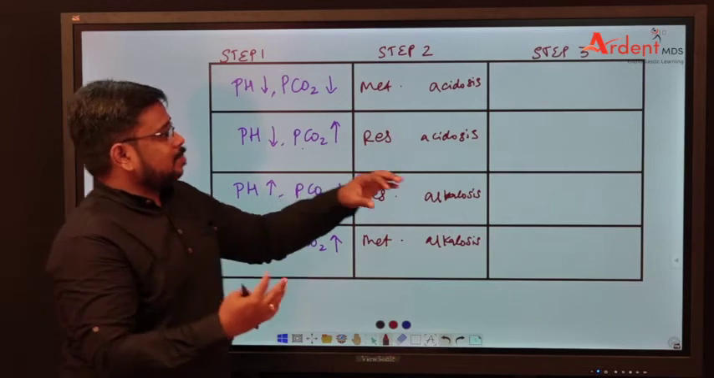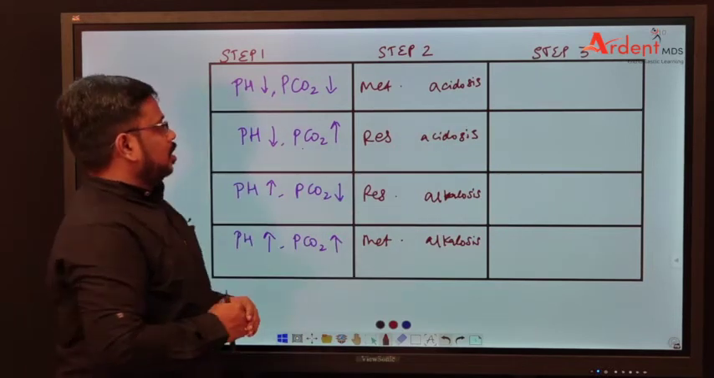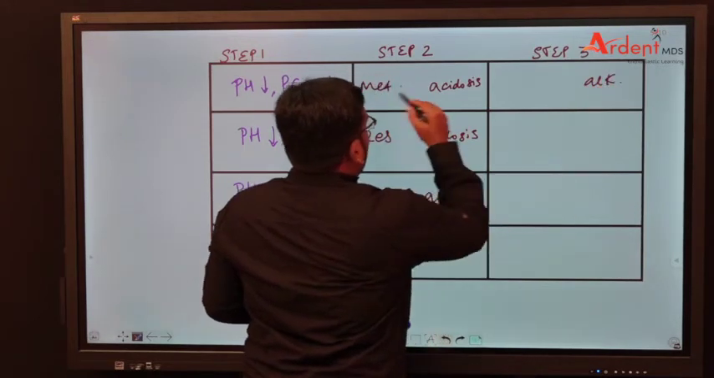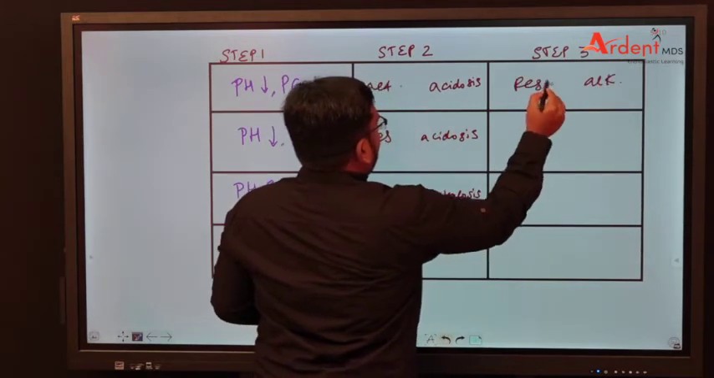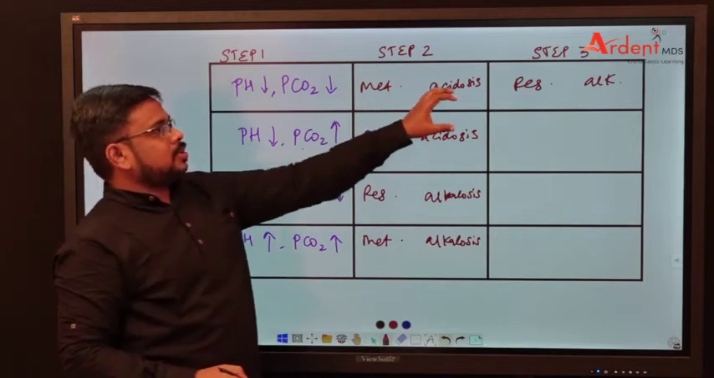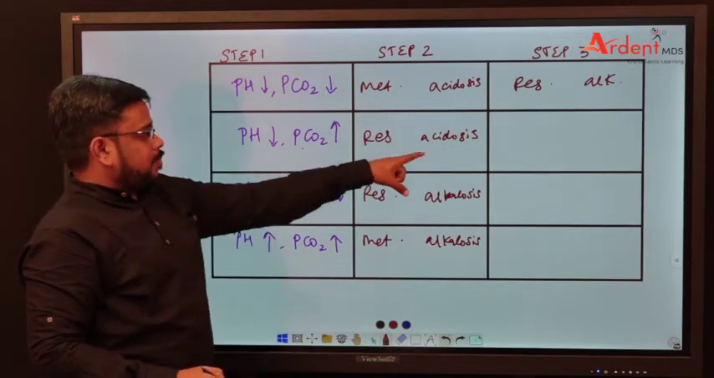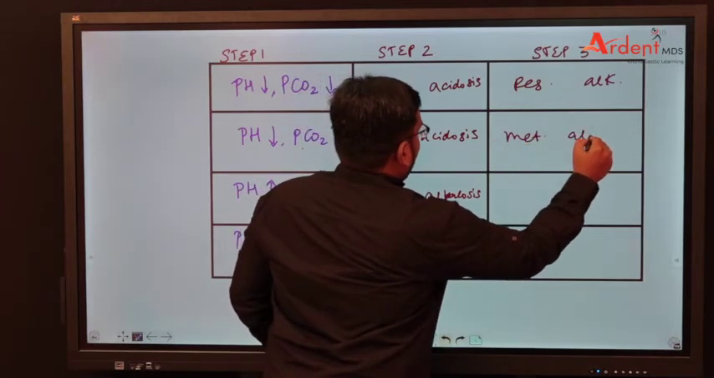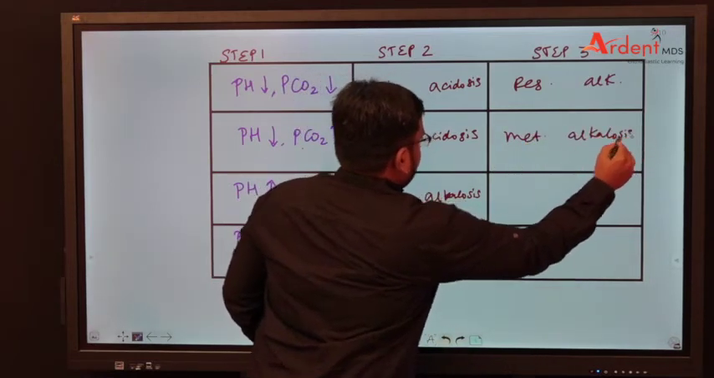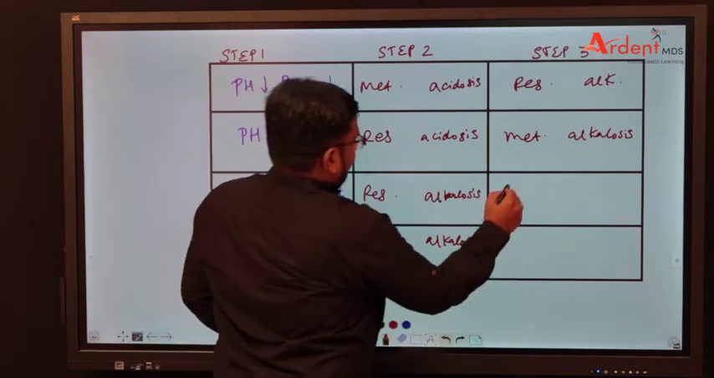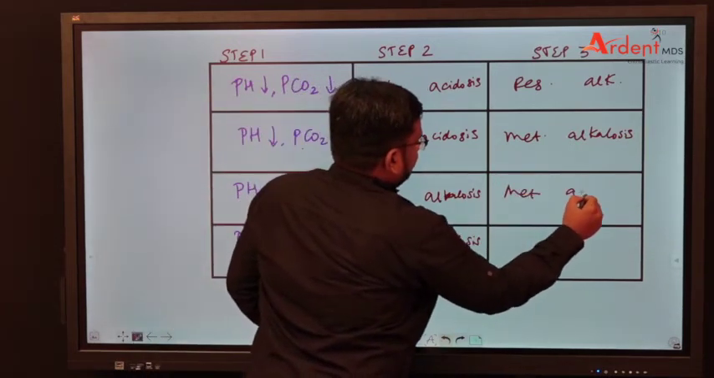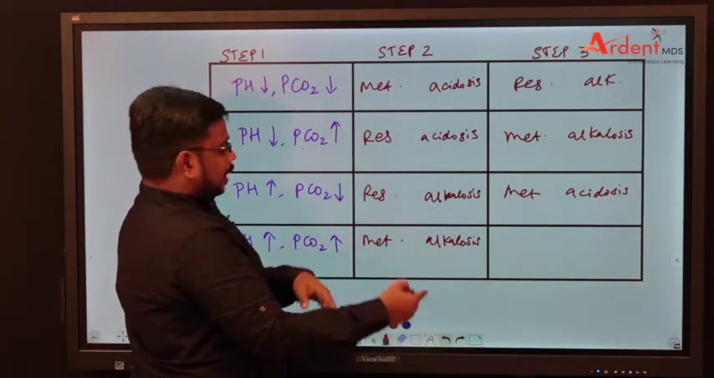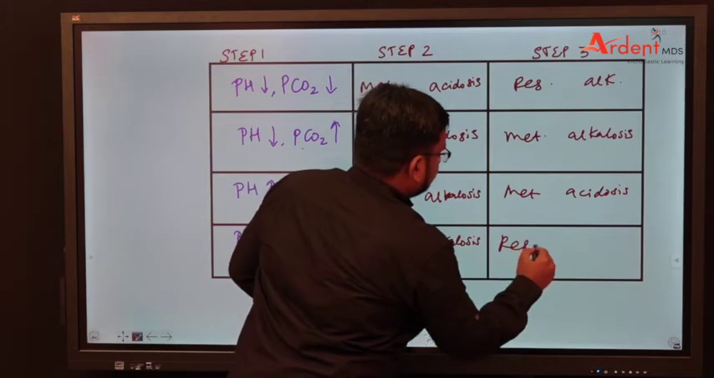And the last step is about the compensatory mechanism. So acidosis, compensatory mechanism, alkalosis. Metabolic, respiratory. Compensatory mechanism for metabolic acidosis is respiratory alkalosis. Respiratory acidosis, compensatory mechanism, metabolic alkalosis. Just opposite. Compensatory mechanism for metabolic alkalosis is respiratory acidosis.